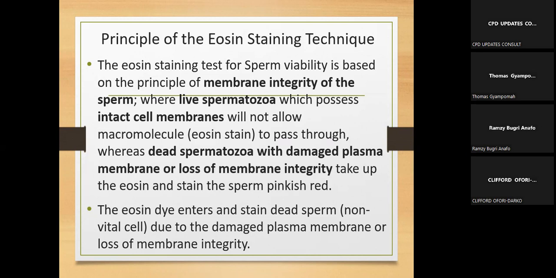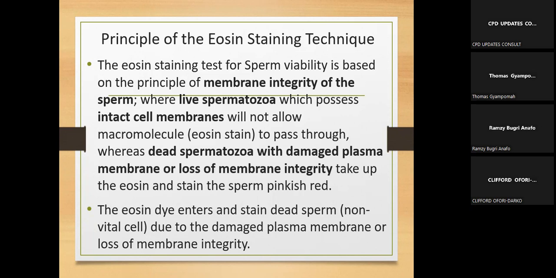So you see that you are using the eosin to differentiate between those who are dead and those who are not dead. Those sperms that are not dead, the cell will not allow the eosin to penetrate. So that's excluded. Those who are dead have already lost their membrane integrity, and therefore eosin can now penetrate and go and stain the sperm cells, particularly the head.